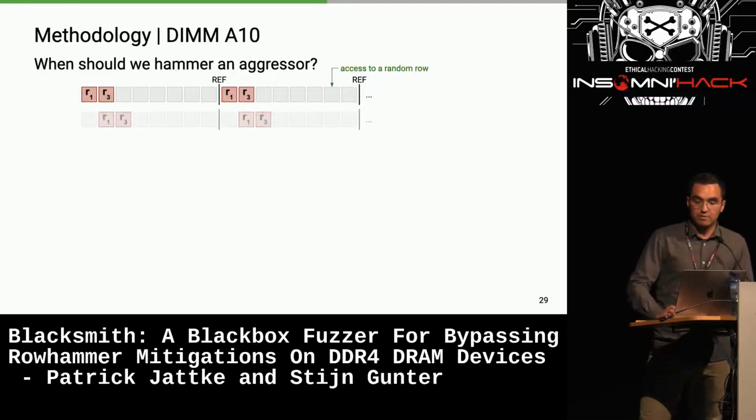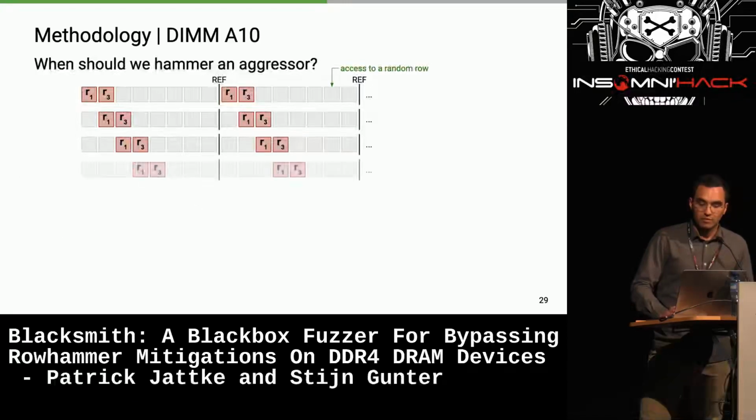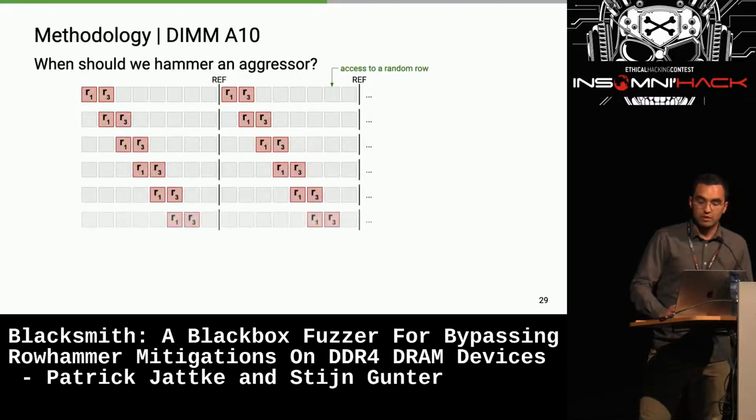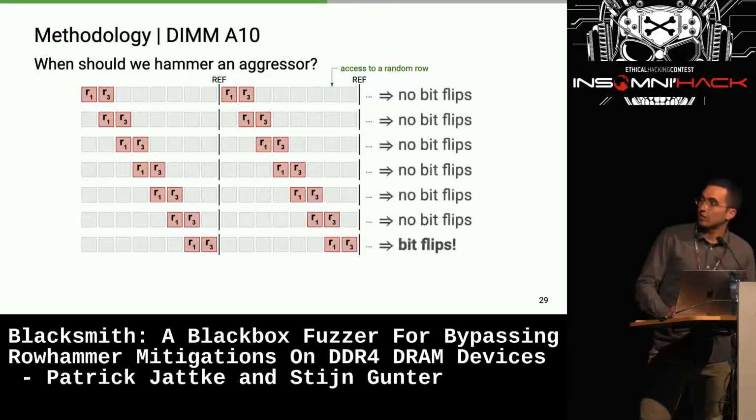And then we repeat the same experiment, but shifted by 1. So we have 1 access before, then our double-sided aggressor pair, and then until the next refresh, random accesses to rows. And we do this systematically for all different possible offsets in the pattern. And then we check for bit flips. And what we could see in the experiment is that only if we hammer our double-sided aggressor pair at very specific times, we could trigger bit flips.